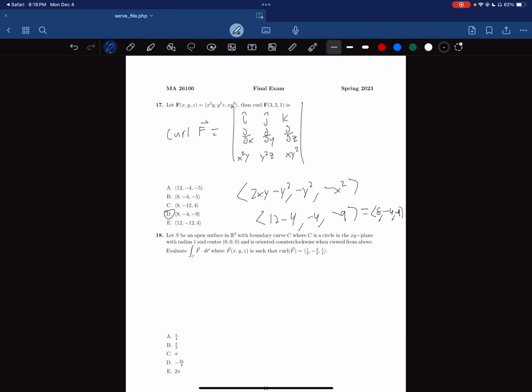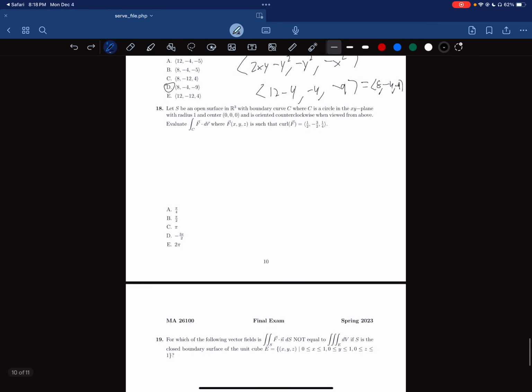I think it's very easy to mess up. Let's just check this right here, the middle component. Del x of xy squared is y squared minus del z of x squared y is 0, but of course a negative. Okay, it looks like we did that right here. So just checking it over once more. Yeah, okay, that looks like it is correct.